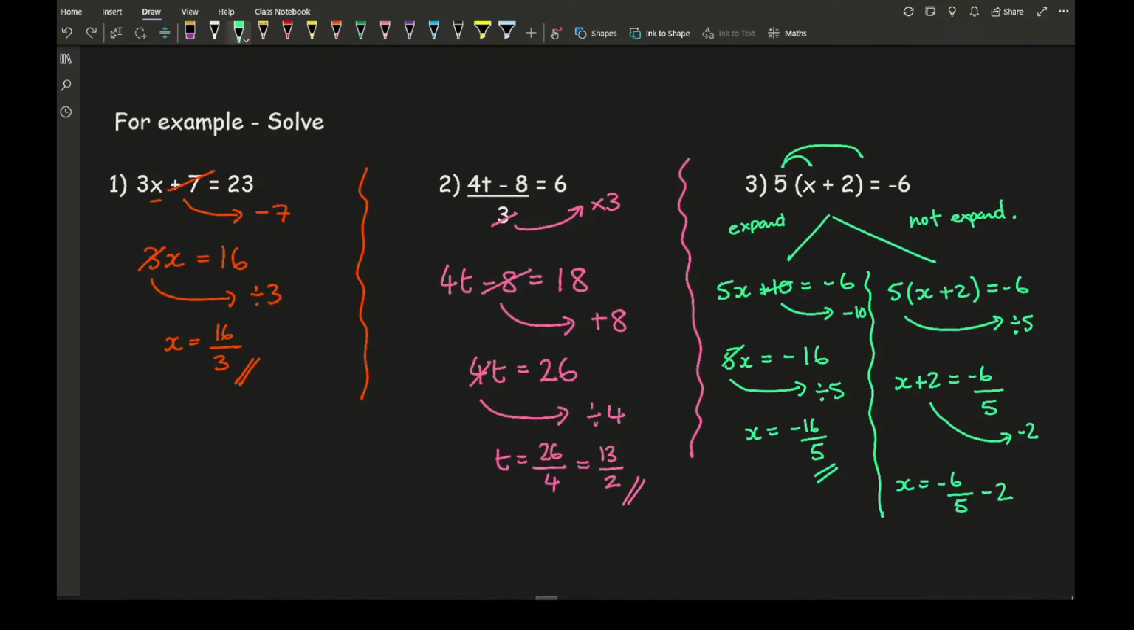If I typed in minus 16 over 5 on my calculator, then what I end up with is, as a decimal, minus 3.2. If I do minus 6 over 5 take away 2, I'm also going to get the same answer of minus 3.2. So even though the answers look different, so for example here I've got minus 16 over 5, and here in this particular way of not expanding the brackets I've got minus 6 over 5 minus 2.